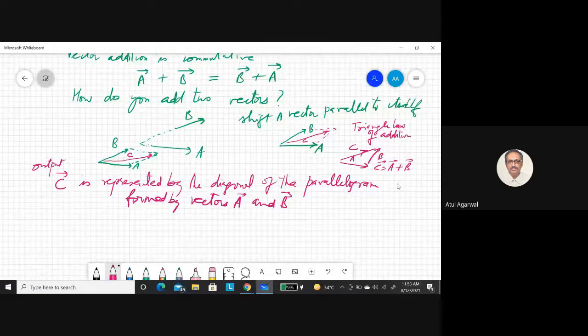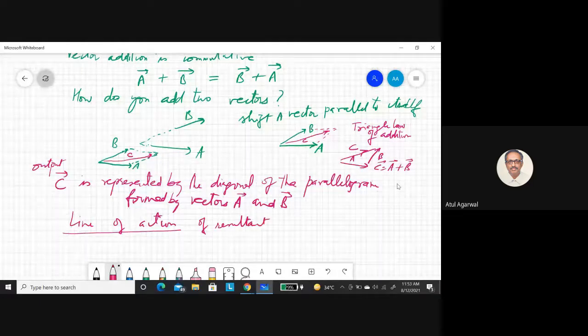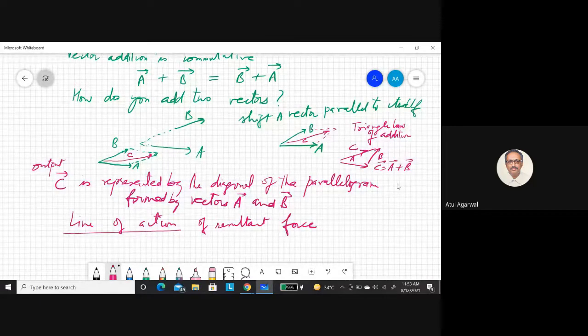But you will lose one thing. That I will tell you later on. You will lose the line of action of the resultant force. So this is an important concept when we deal with forces. So that is what is done here. You move the force, you move the vector along its line of action. This is known as line of action. Again here you moved it along the line of action. So these vectors are called sliding vectors. You are sliding the vector.